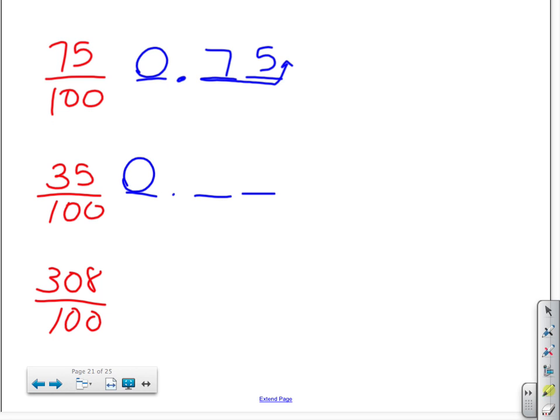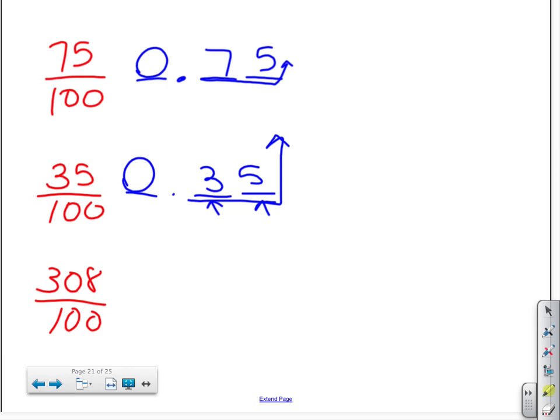I have no wholes, and then I have 35, and I'm ending in the hundredths place, 35 hundredths. I also think of it like if you have 35 pennies, how many dimes do you have? I have 3 dimes, so that's in my tenths place, and I have 5 pennies left over, that's in my hundredths place.